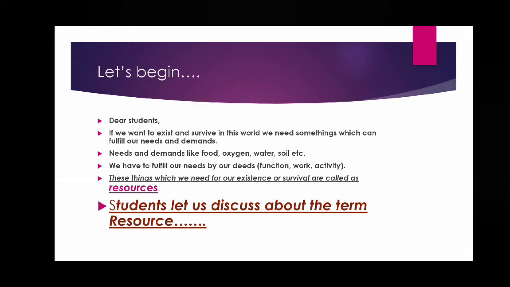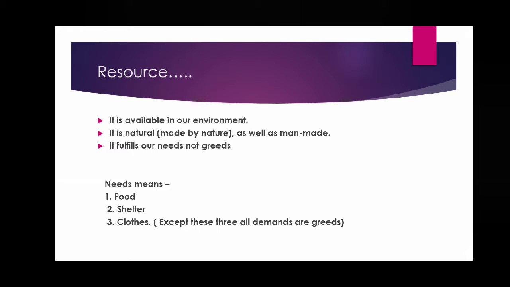Now students, let us discuss the term resource. There are three things you have to remember always. Resource is available where? In our environment. Environment means what? There are two types of environment present. One is physical environment, another is man-made environment. Physical environment means it is made by nature, and man-made environment means it is made by human beings, us. So resources are available in our environment. It may be man-made, it may be natural.